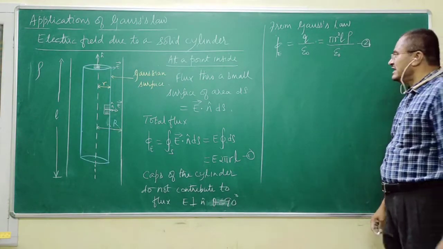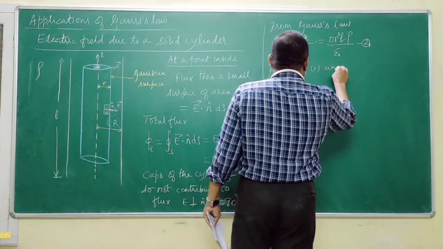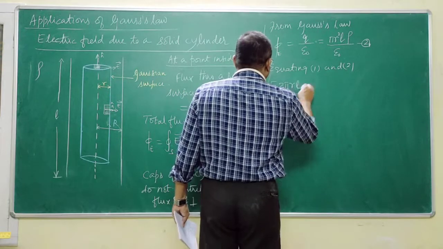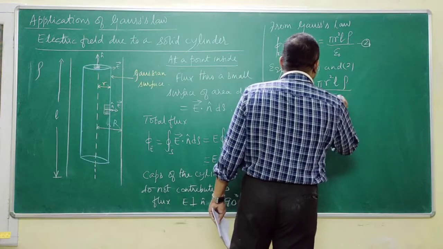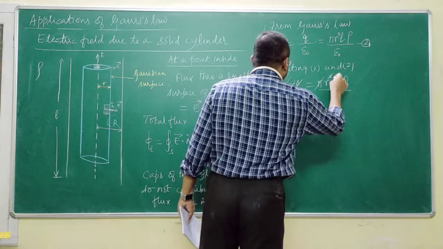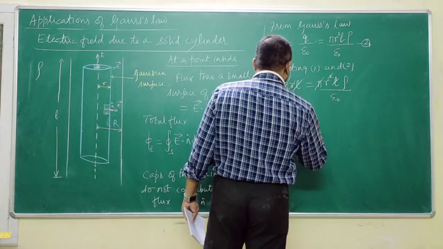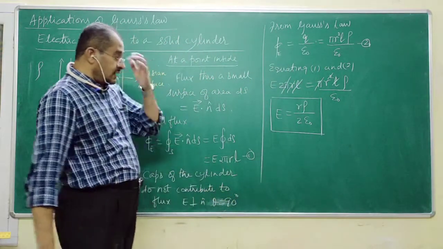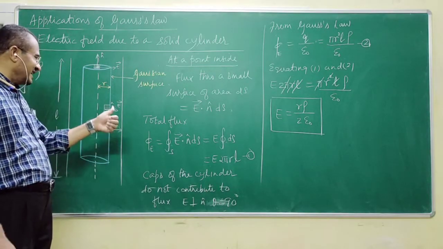1 and 2 are one and the same, equating 1 and 2. We get E 2 pi RL is equal to pi r squared L rho by epsilon naught. Pi will go off, R will go off, L will go off to give me E is equal to R rho by 2 epsilon naught. This is electric field due to a solid cylinder at a point inside the solid cylinder.